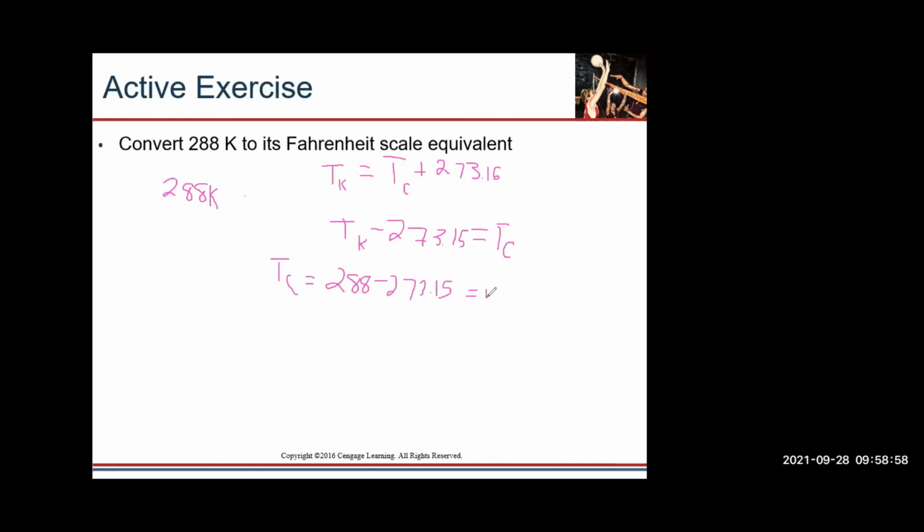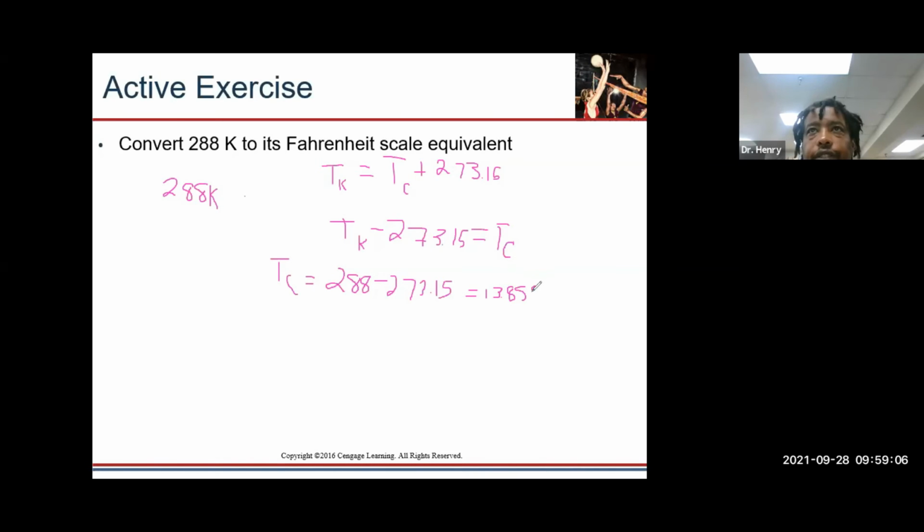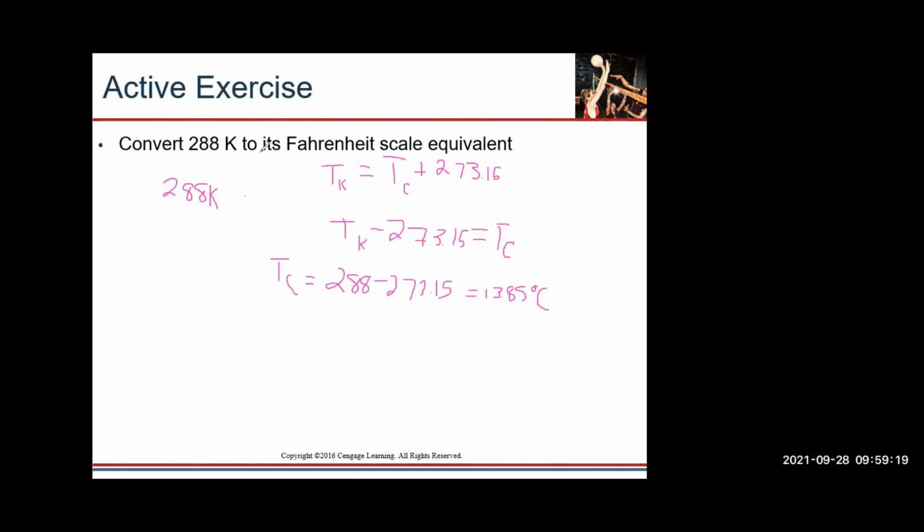That gives 14.85, and that's degrees Celsius. Okay, so we have 14.85. And then how do I convert that to Fahrenheit? TF equals 1.8 times degrees Celsius plus 32.